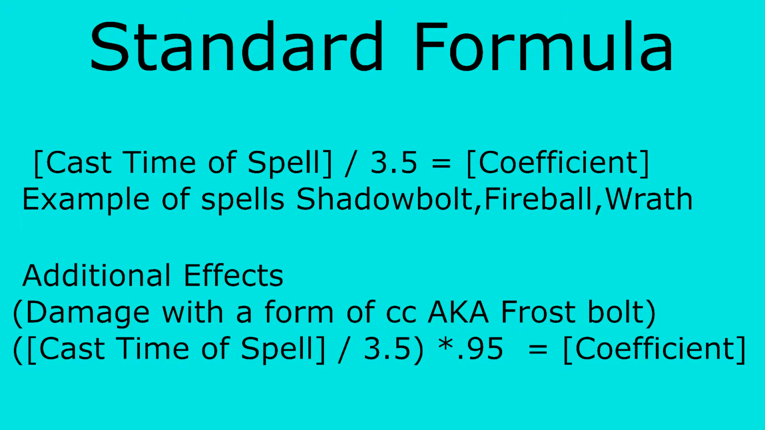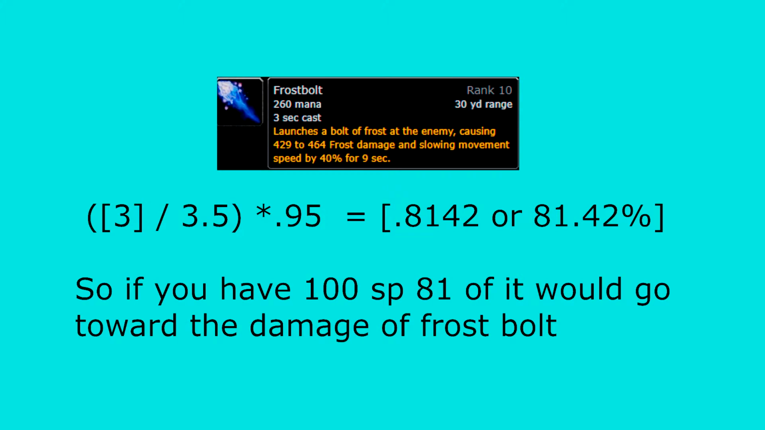The next formula we're going to look at is the one for additional effects. The additional effects that I'm speaking of is like Frostbolt, which slows, or any form of CC. With this one, the only difference is you just multiply the coefficient by 0.95, which is basically a 5% nerf. So let's take Frostbolt for example. With a base cast speed of 3 seconds, divide that by 3.5, and then multiply that by 0.95, you end up getting 0.8142 or 81.42% coefficient. So with 100 spell power, you would add 81 damage to your Frostbolt.